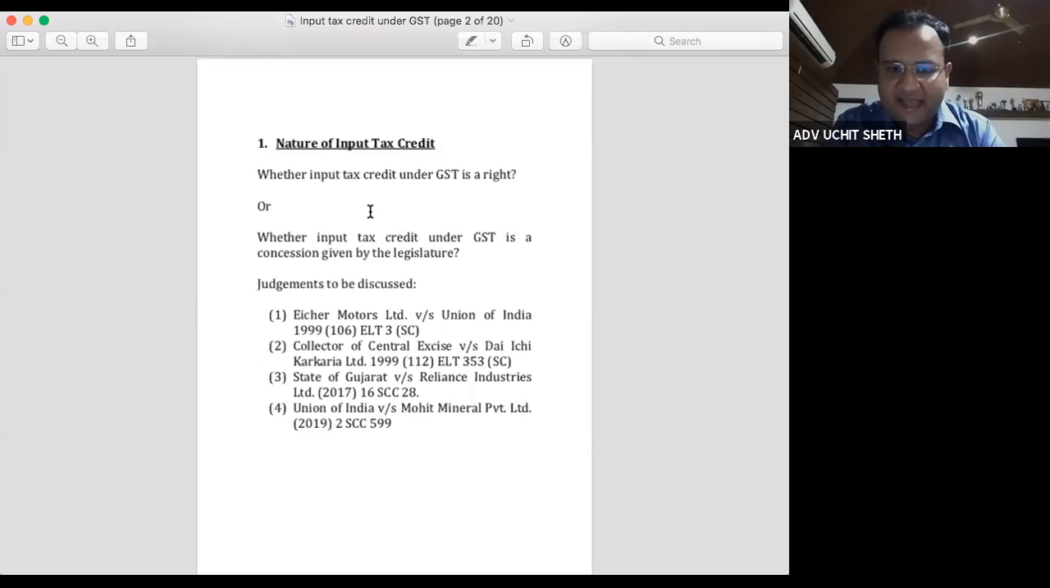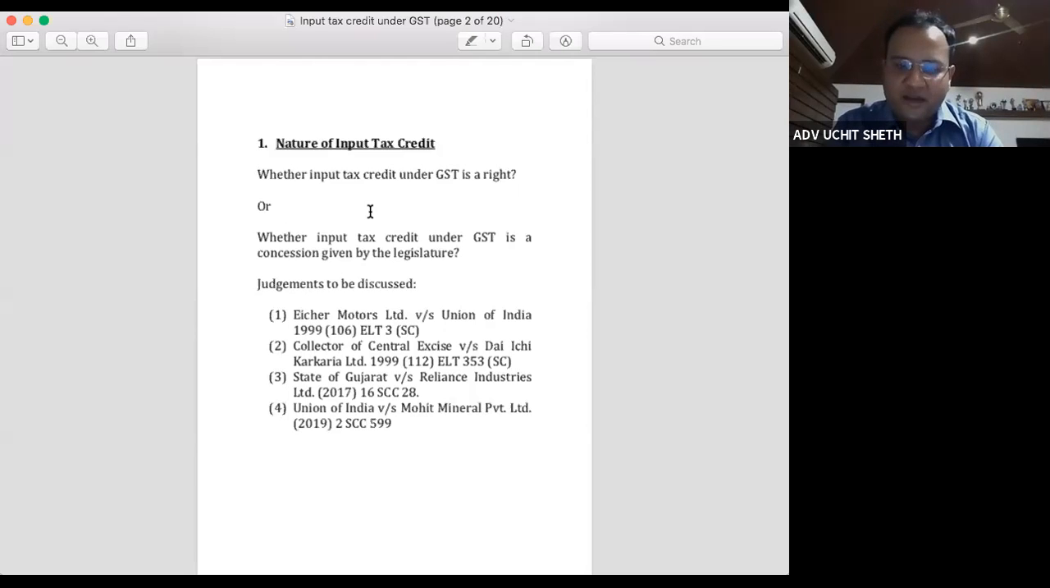In the slide, I have given citations of 4 judgments. The first 2 judgments are very famous landmark judgments under the excise regime, Eicher Motors and Daiichi Karkaria, where, insofar as Eicher Motors is concerned, the credit was admissible under the statute. The rule-making authority, or the delegated legislation, one fine day said that no, forget the credit, we'll lapse the credit. The Supreme Court said it is a vested right, the credit which had already accrued to the assessee, that cannot be taken away by the rule-making authority.